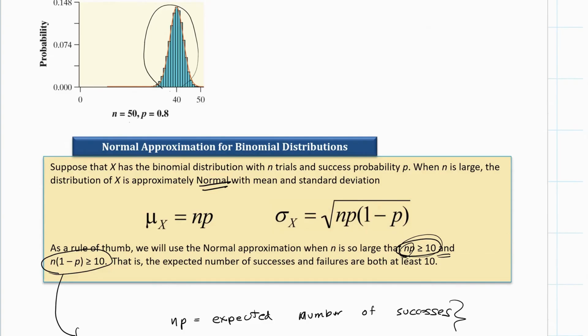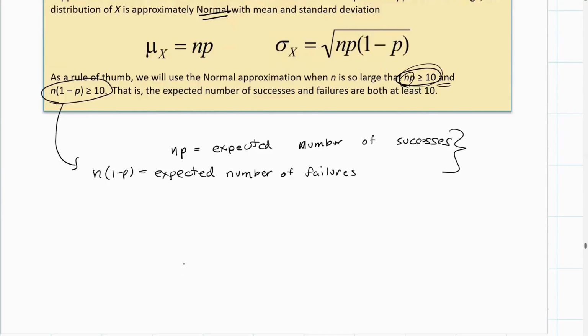Again, two criteria. We had the 10% criteria, which says we can think of it as being independent enough. And the second criteria: if we expect at least 10 failures and 10 successes, we can say that the binomial distribution can be approximated with a normal distribution.